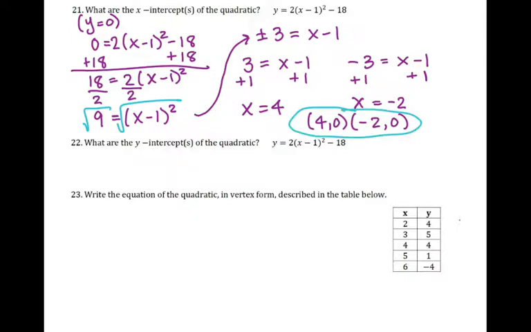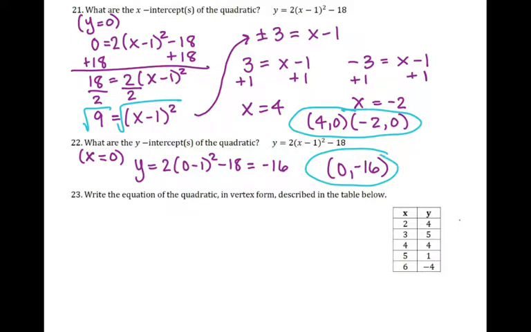Number 22, what are the y-intercepts? So your y-intercepts happen when x is 0. So now I'm going to plug in 0 for x. So I have y equals 2 times (0 minus 1) squared minus 18. And I can go ahead and simplify that expression. You can use the calculator to simplify it. Just don't forget about order of operations. And then that gives me negative 16. So my y-intercept as an ordered pair would be (0, negative 16).